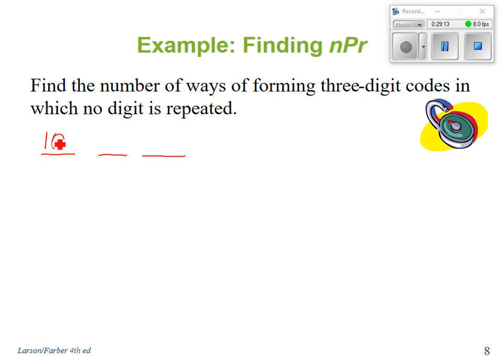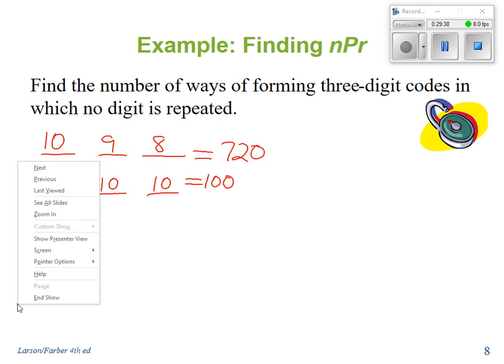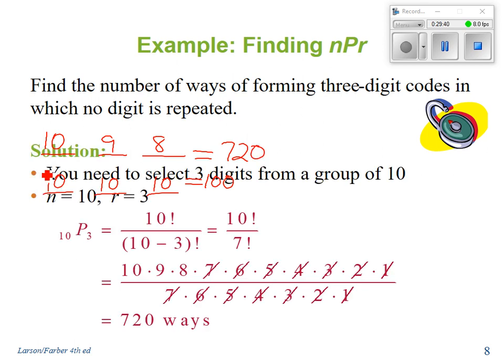10. If you can't repeat them, how many choices for the second one? 9. If you could repeat them, how many choices for the second one? 10. We did that earlier, it's just 10 times 10 times 10, that's 1,000, right? So this one is what, 720? Is that correct? So that's how we could do it if no digit is repeated. 720. Now they did it using permutations.